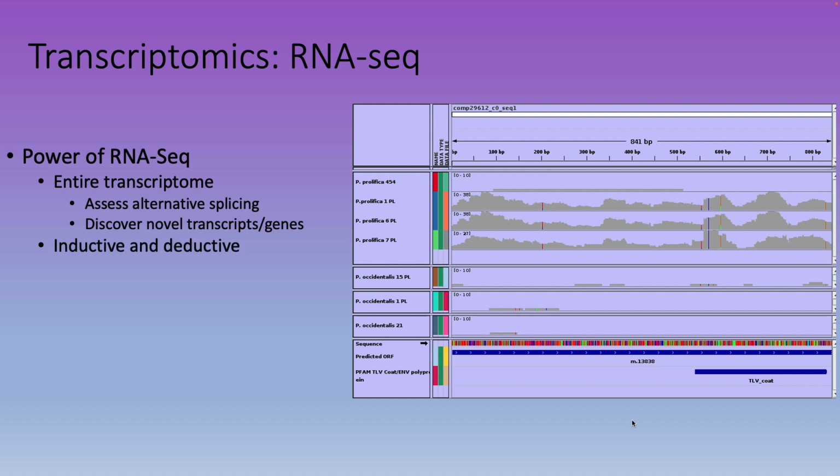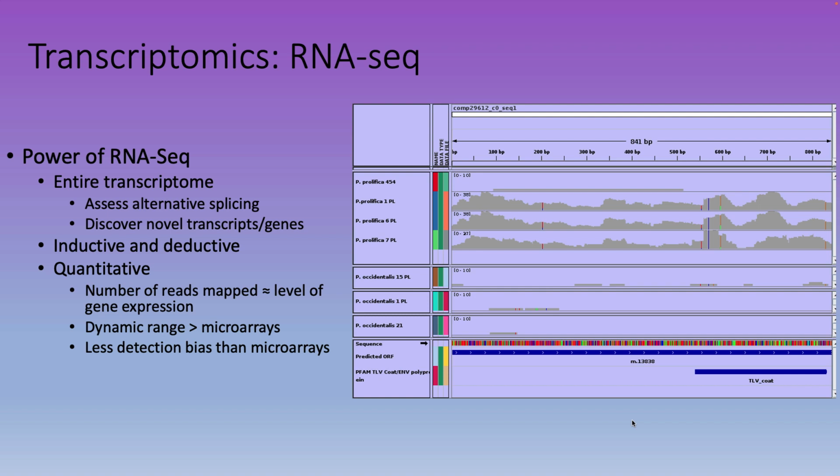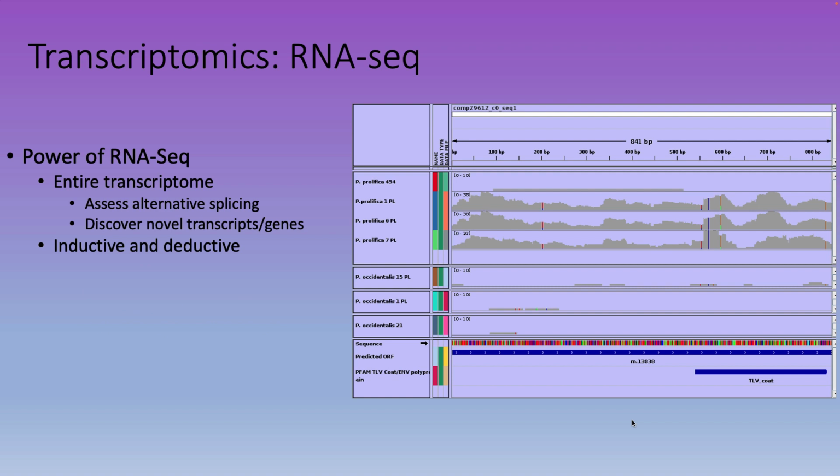But there is also this inductive and deductive component to it, because one of the things you can do with RNA-seq, if you do de novo assembly along with some of these mapping methods, is discover new transcripts that you hadn't ever hoped to find. But you can also set up very specific tests to look at the patterns of gene expression we see between very specific samples.